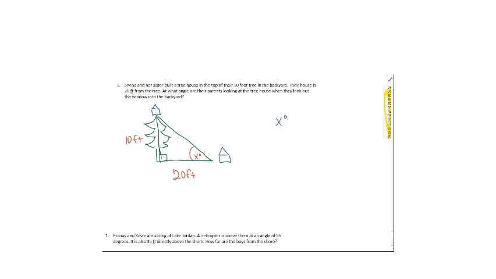And let's think about it. Is 10 feet going to be opposite, adjacent, or hypotenuse? It's going to be opposite, right? From the x degree angle. And is 20 feet opposite, adjacent, or hypotenuse to the x degree angle? It's adjacent, right? We're not dealing with the hypotenuse at all. Therefore, this is going to be working with tangent. So the tangent of x degrees is going to be opposite over adjacent. So the tangent of x degrees is going to be 10 over 20.